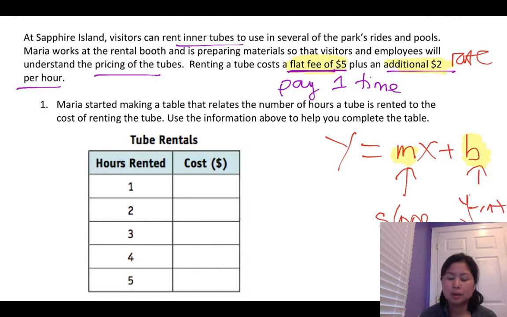So when you see something like a flat fee, initial fee, or beginning fee, that would be the initial charge, so that is the y-intercept. And the ones that say per day, per hour, per minute, that would be the rate or the slope. So another name for slope is rate. We're going to fill in this table based on what they said. When you rent a tube, it will cost you $5. And then for every hour, you're going to be charged an additional $2.